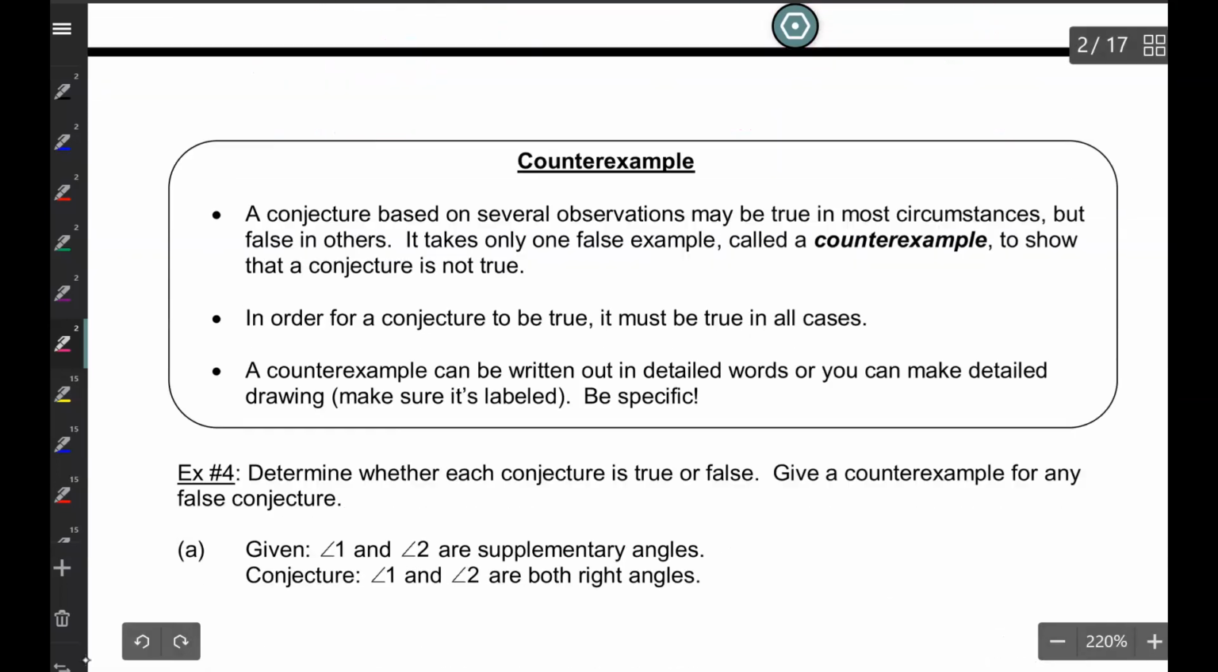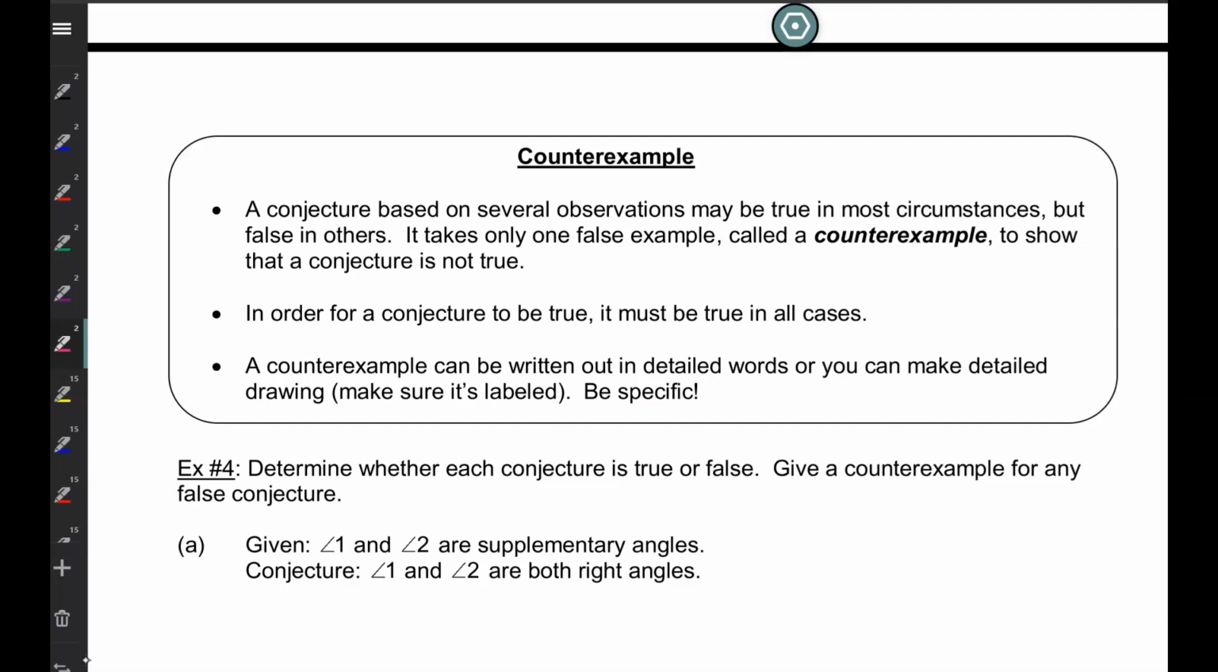Let's go to page 2. And here's the other big part of this lesson. So one is making conjectures, and then the other part is establishing whether that conjecture is going to be true or false. So sometimes we can make a conjecture, but that conjecture is not always going to be true. And that is where we come up with a counterexample.